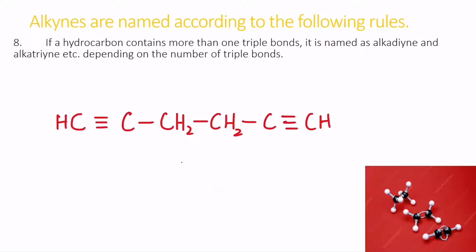Alright, and if there is a chain with 2 double bonds in it, so what would I do? Again, I would select the smallest number, and the name would become 1,5-hexa, because it's a chain of 6 carbons, so it will become 1,5-hexadiene.